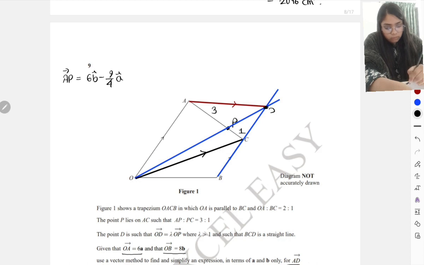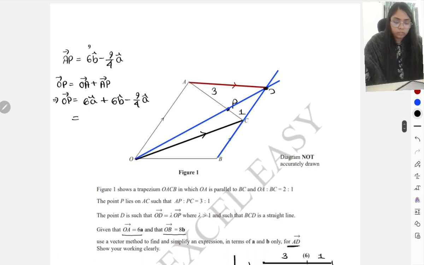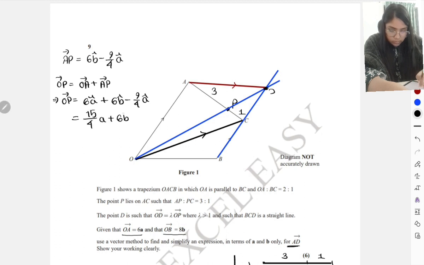And now using this, I can find OP. OP is going to be OA plus AP. OA is 6A plus 6B minus 9 by 4A, which means that 6 minus 9 by 4 is 15 by 4A plus 6B. So this is OP.